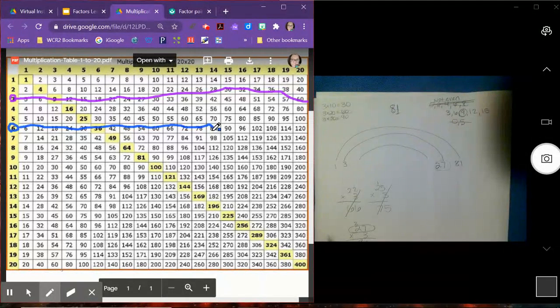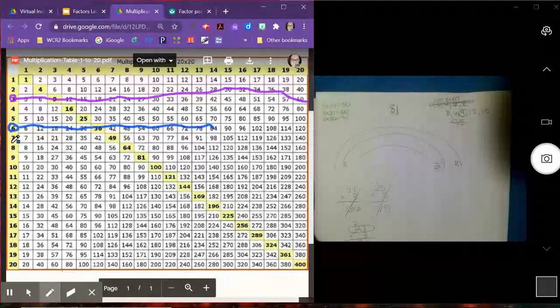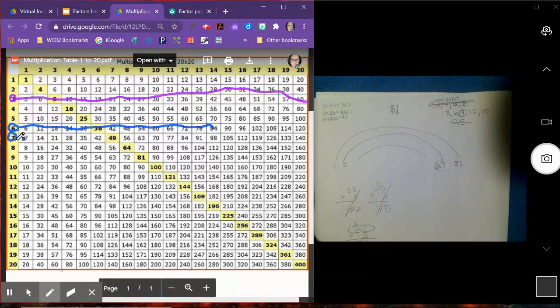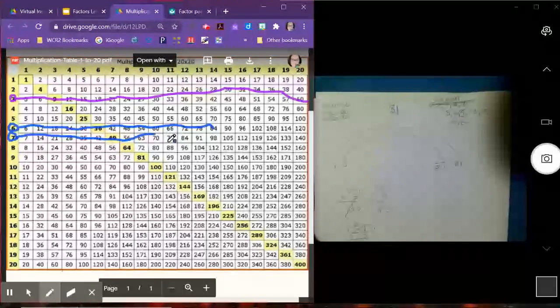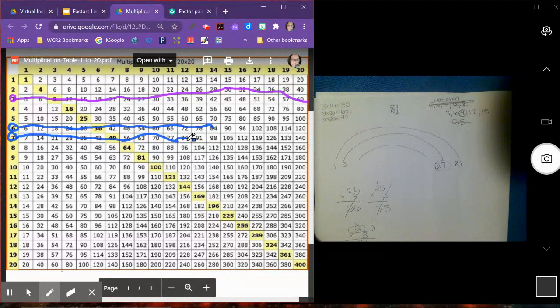So I know that 6 cannot be a factor. So I'm going to try 7. I'm going to try to see if I can get to 81. It goes from 77 to 84. So no, 7 cannot be a factor.